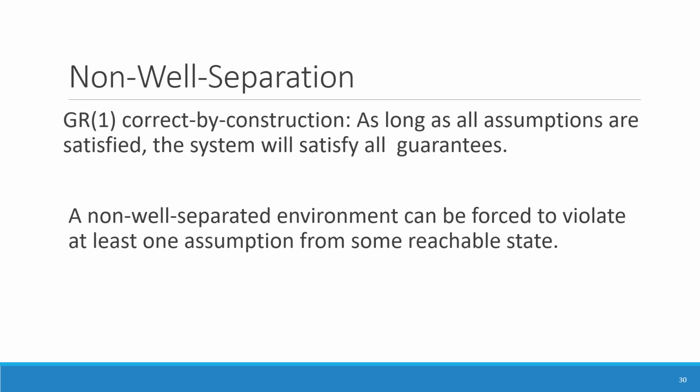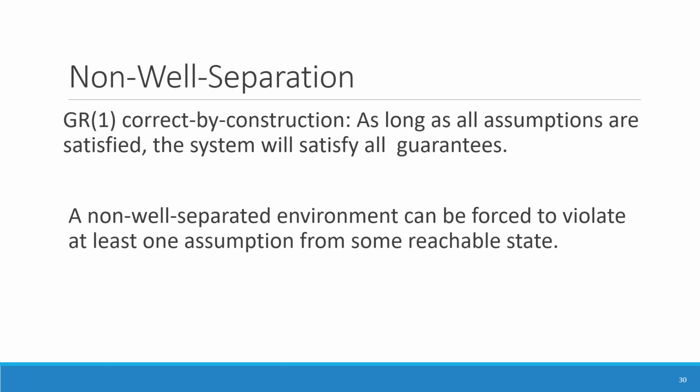It can always happen that an assumption is not satisfied. So for example, if an assumption was incorrect or the environment misbehaves, and then usually there's no way to satisfy the guarantees. Now, non-well separation is a very, very special case.